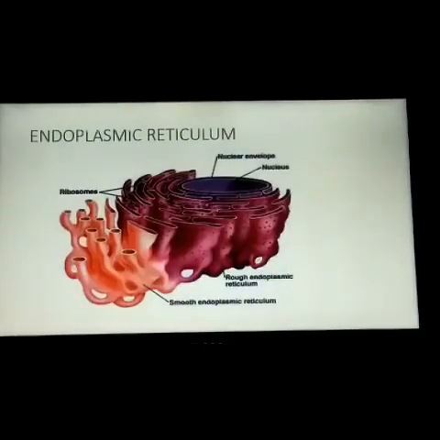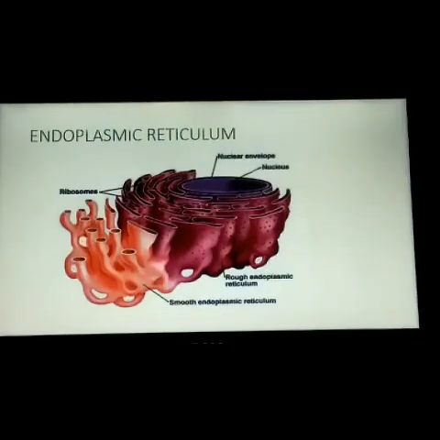And the next component is endoplasmic reticulum. It is an intermembranous network made up of flat or tubular sacs within the cytoplasm. Sac means it is a bag-like structure. It is made up of two types. They are rough endoplasmic reticulum and smooth endoplasmic reticulum.